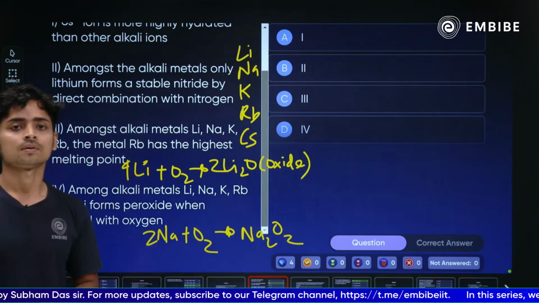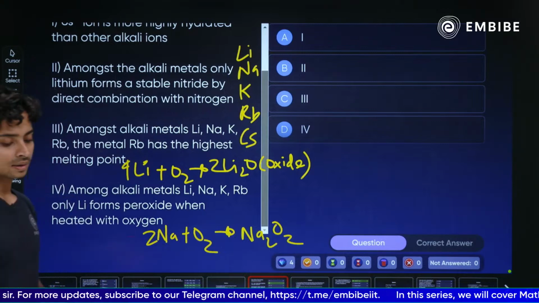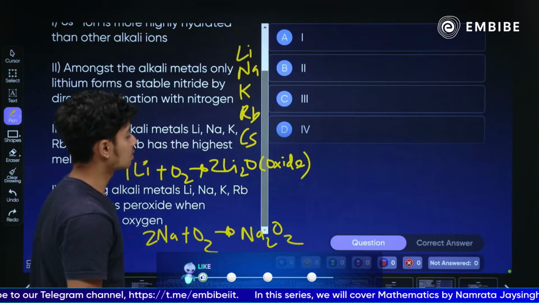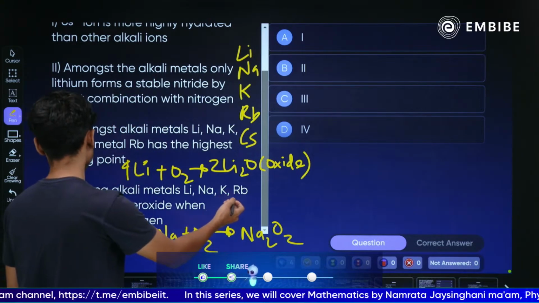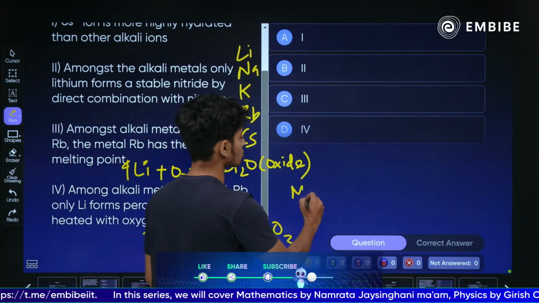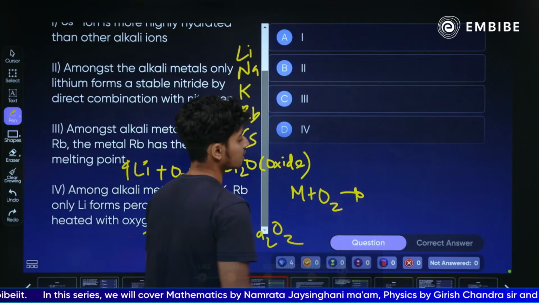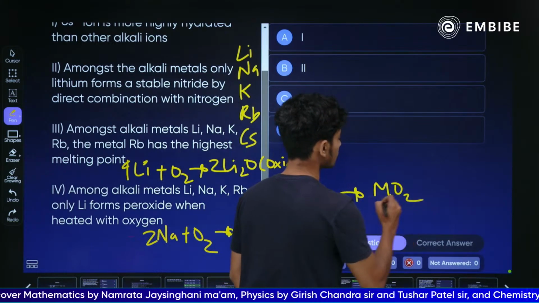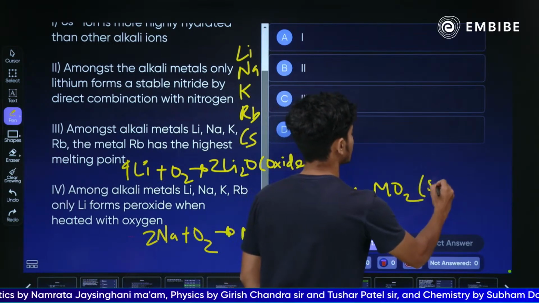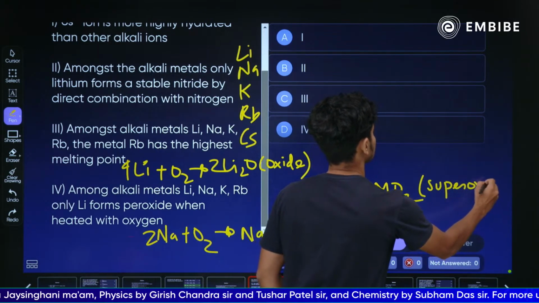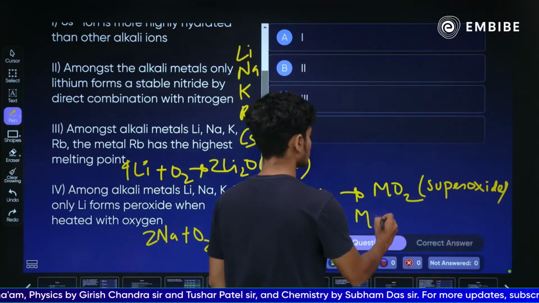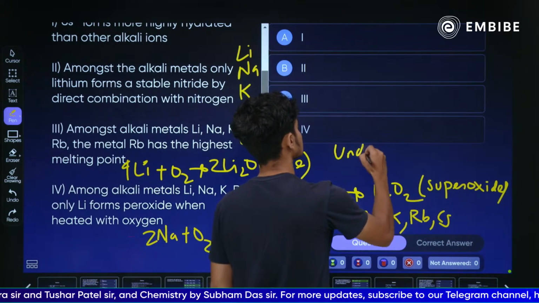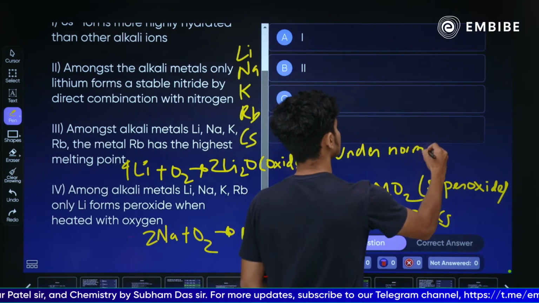Okay. So option B is correct. Lithium only forms a stable nitride. And rubidium, potassium and cesium, so M plus O2, you get MO2. So this is your superoxide, O2 minus ion. M is your K, Rb or Cs. Under normal conditions, these are your reactions.